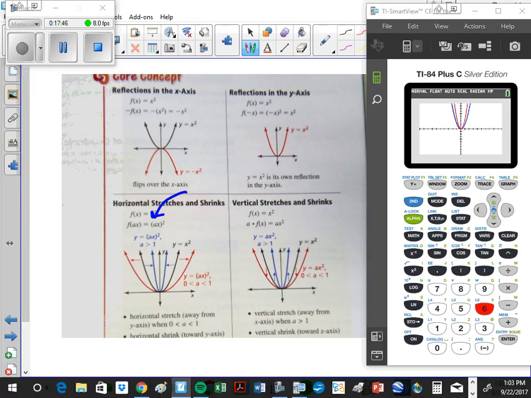Okay? And then vertical stretches and shrinks. How do I make it taller? What numbers make it taller? So we're multiplying on the outside. If we multiply on the outside, what numbers are going to make it taller? Anything bigger than 1. And then anything smaller than 1 would make it shorter. What if you multiply by 1? It stays the same. Whether you multiply on the inside or the outside by 1, that doesn't change anything, so it stays the same. Okay.